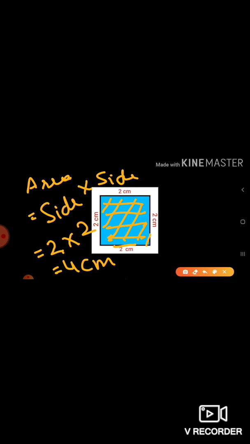Otherwise you can represent the side as A. So A into A is simply A square. So area is equal to A square. Here the value of A is 2 centimeter. So A square is 4, 2 square is 4. Do you understand what I am saying?